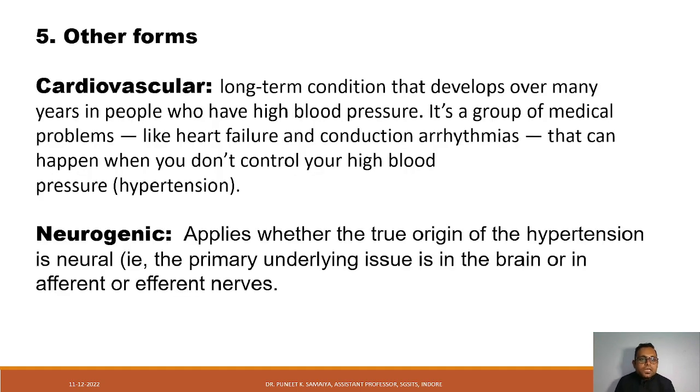And then the fifth one is the other forms, where the first is cardiovascular. If a long term condition of high blood pressure persists, then it can lead to heart failure or conduction arrhythmias, and that needs to be controlled. Then the neurogenic condition, which applies where the true origin of the hypertension is neural. Here the primary underlying cause is the afferent or efferent nerves passing through the central nervous system, and as a result, these afferent and efferent nerves transmit some signals which lead to hypertension.